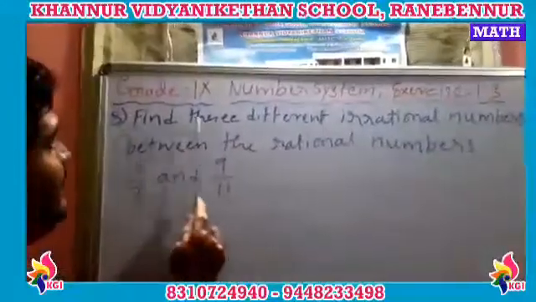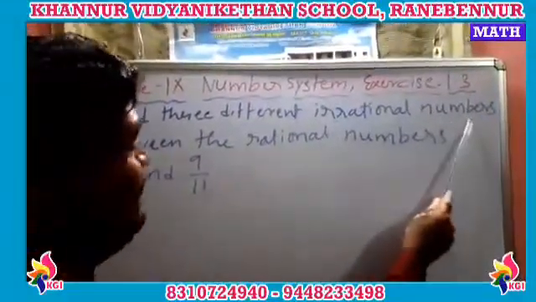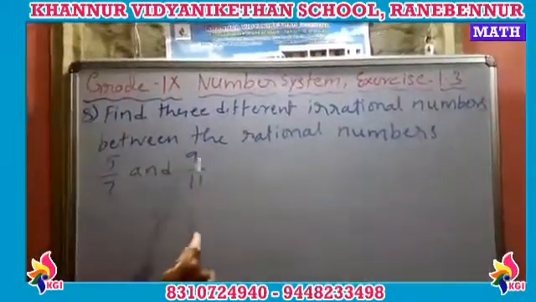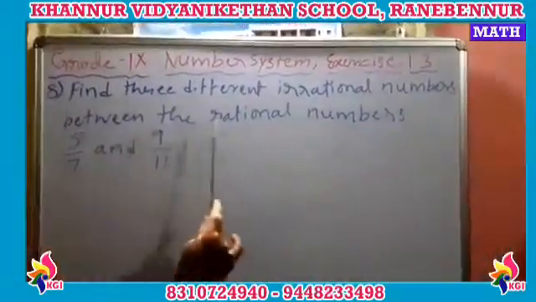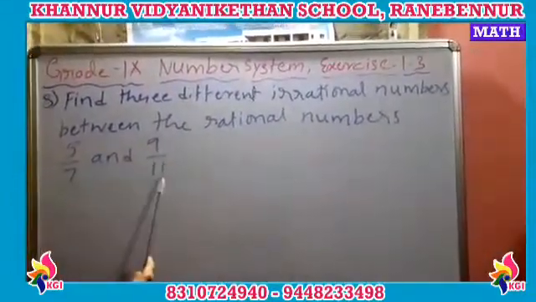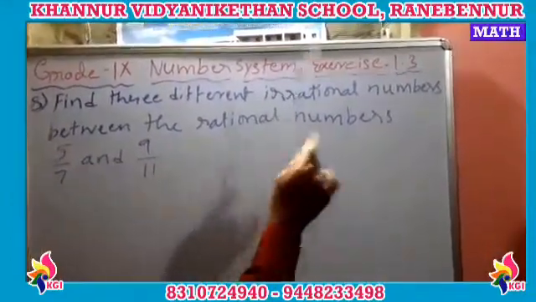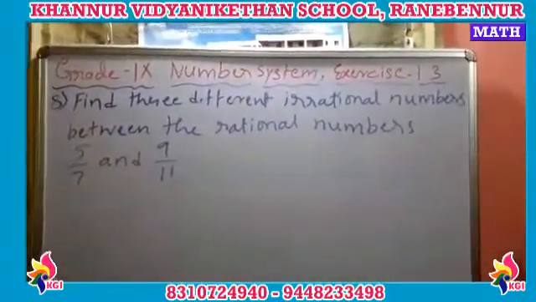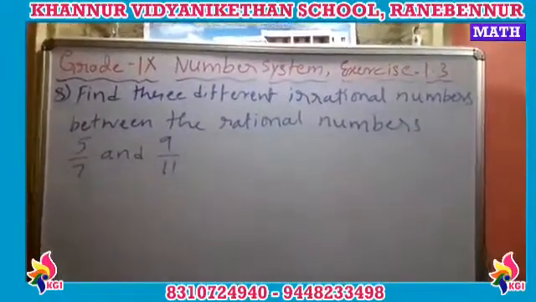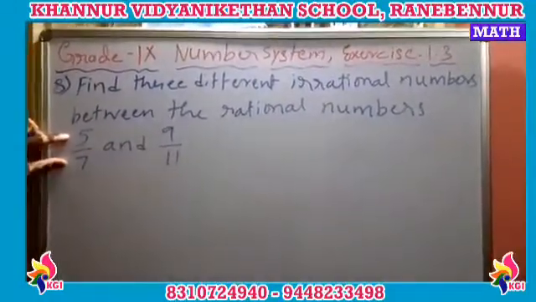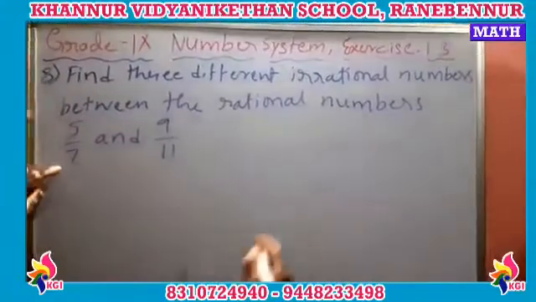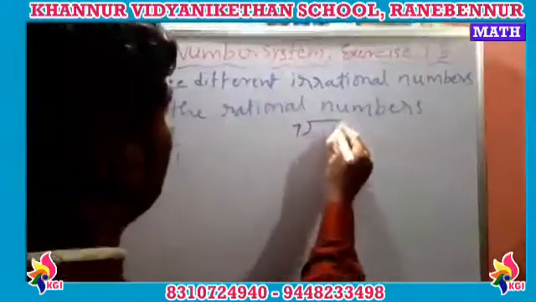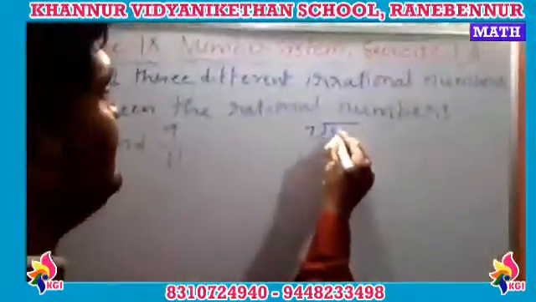Find three different irrational numbers between the rational numbers 5/7 and 9/11. Here they only mentioned that the rational numbers are these two. Okay, we need to find out irrational numbers. You know already what an irrational number and a rational number are. So we find out the decimal expansion of 5/7. What is there in the denominator? 7. Next, what is there in the numerator? That will be the dividend for us.